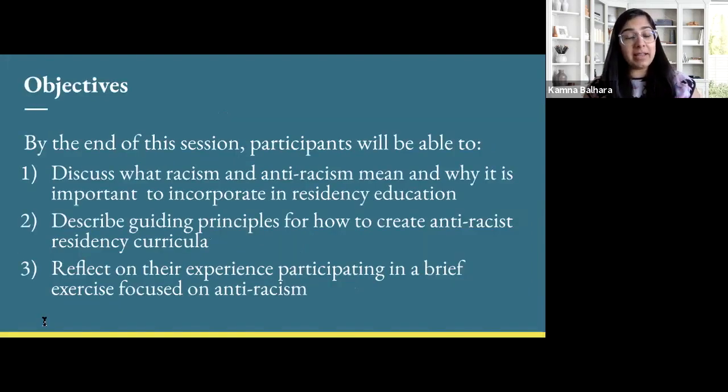So our hope is that by the end of this session, you're going to be able to discuss racism and anti-racism, but more importantly, why it's so relevant to residency education, to describe some evidence-based guiding principles for how to create anti-racist curricula in residency, and reflect on your experience after participating in a brief exercise that we'll engage in towards the end as sort of a demonstration and focus on how these activities might look in action.